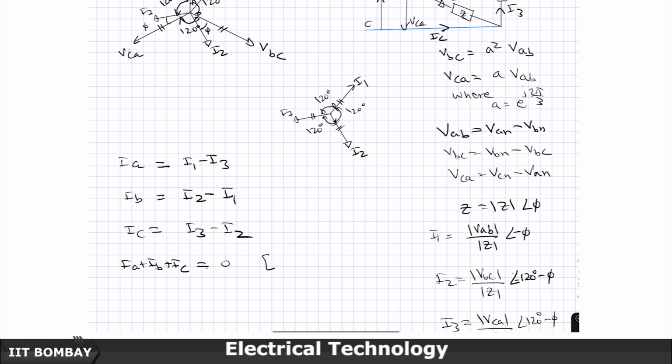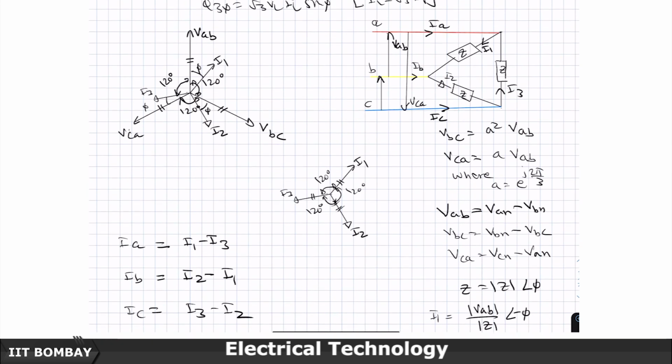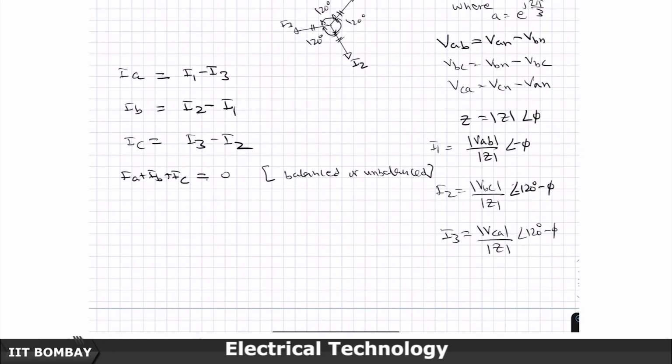This has nothing to do with balanced or unbalanced. This is algebraic summation. I have not made any assumption of it being balanced or unbalanced. So, therefore, this is always true. This is always true that the phasor summation of the 3 line currents IA, IB and IC will be 0.